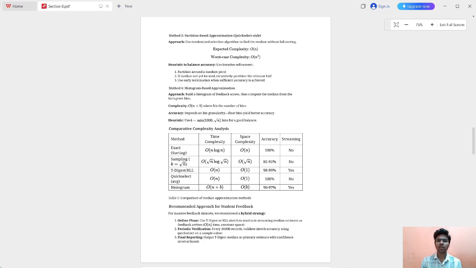Build a histogram for the feedback score, then compute the median from the histogram bins. Complexity is O(n + b), where b is the number of bins. Accuracy depends on bin count, and finer bins yield better accuracy. As a heuristic, use b equals min(1000, √n) bins for a good balance. For the comparative complexity analysis, see this table.